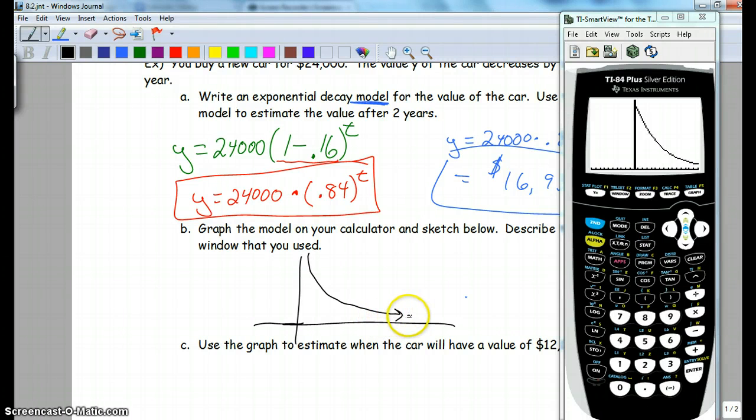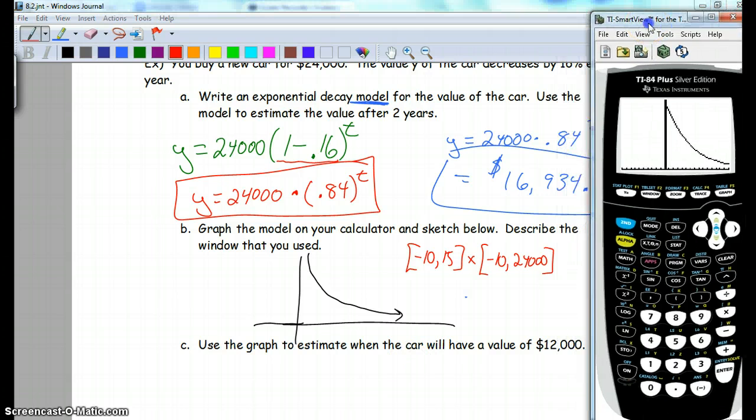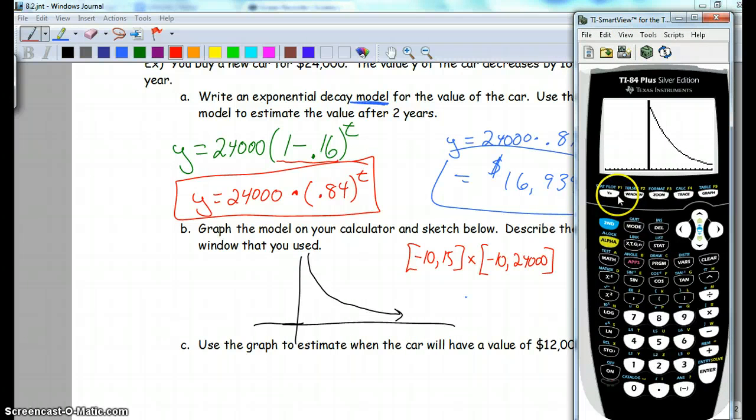Now, because the price gets lower and lower and lower, but we'll never have to pay money. We're taking 16% off each previous value. This actually approaches an asymptote. The asymptote is y is equal to 0. The window that we're using here, we're going -10 to 15 by, and we went -10 to 24,000. That was our window. So it says use the graph to estimate when the car will have a value of $12,000. When is it worth half its value?